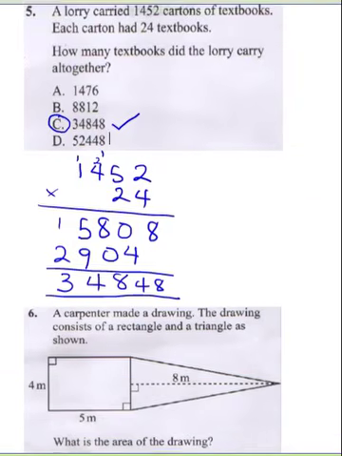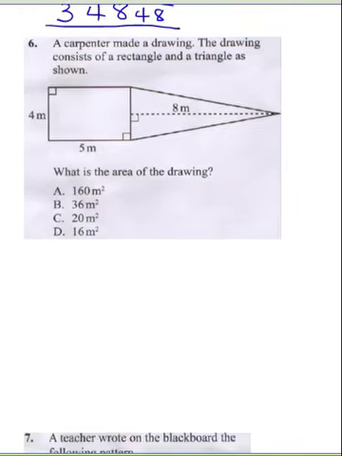Okay, so the next question says a carpenter made a drawing. The drawing consists of a rectangle and a triangle as shown. Now this is our diagram. So it says what is the area of the drawing. Now in order to calculate the area of this diagram, you can see this is 4 meters and this is 5 meters, so that's a rectangle. So we have a rectangle which is what? Here is 4 and here is 5.